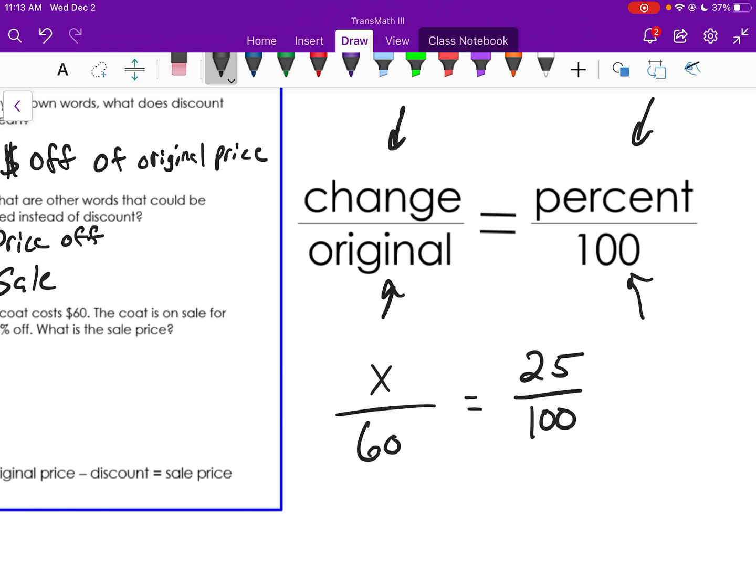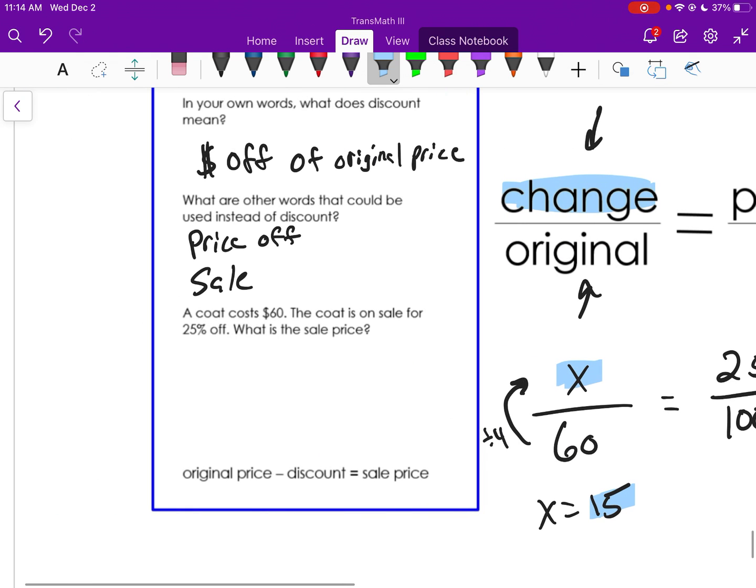Now at this point, we have a proportion. We know how to solve proportions. In this case, I would use vertical. To get from 100 to 25, going from a bigger number to a smaller number, divide by 4. So 60 divided by 4, I'm going to get x is equal to 15. So 15 was at the top, which is talking about the change in price. So basically what this is saying is that I'm going to get $15 off of the original price.